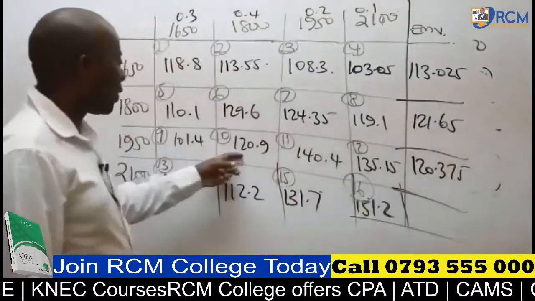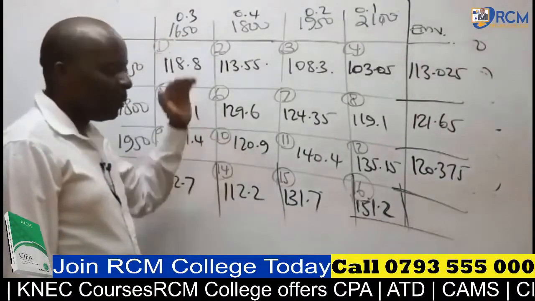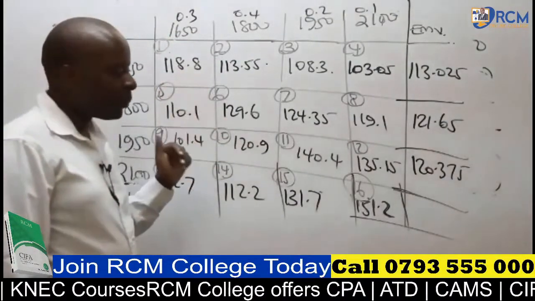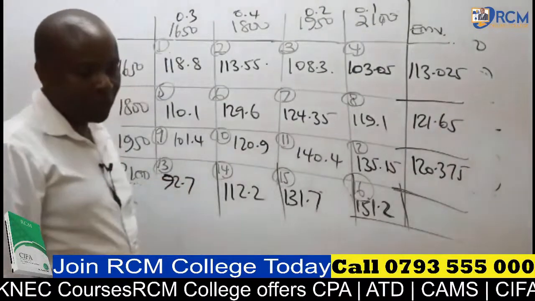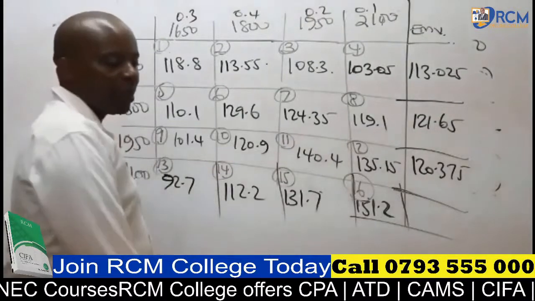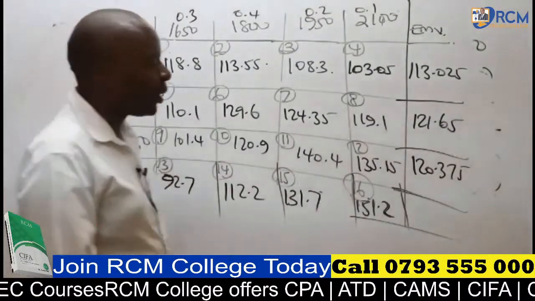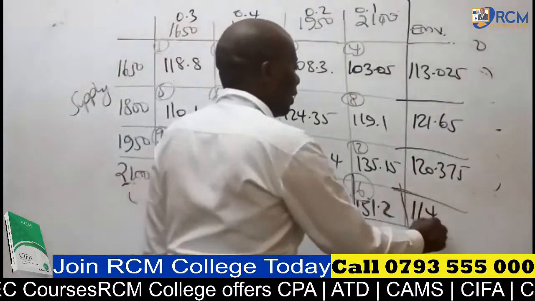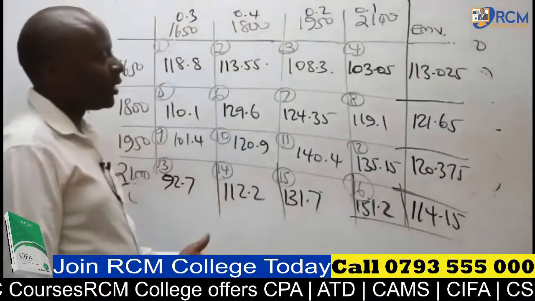They took the profit that we have here and then they averaged them by multiplying them with the probabilities like that. And then we have the last one. The last one, what do we have? Somebody. 114.15.